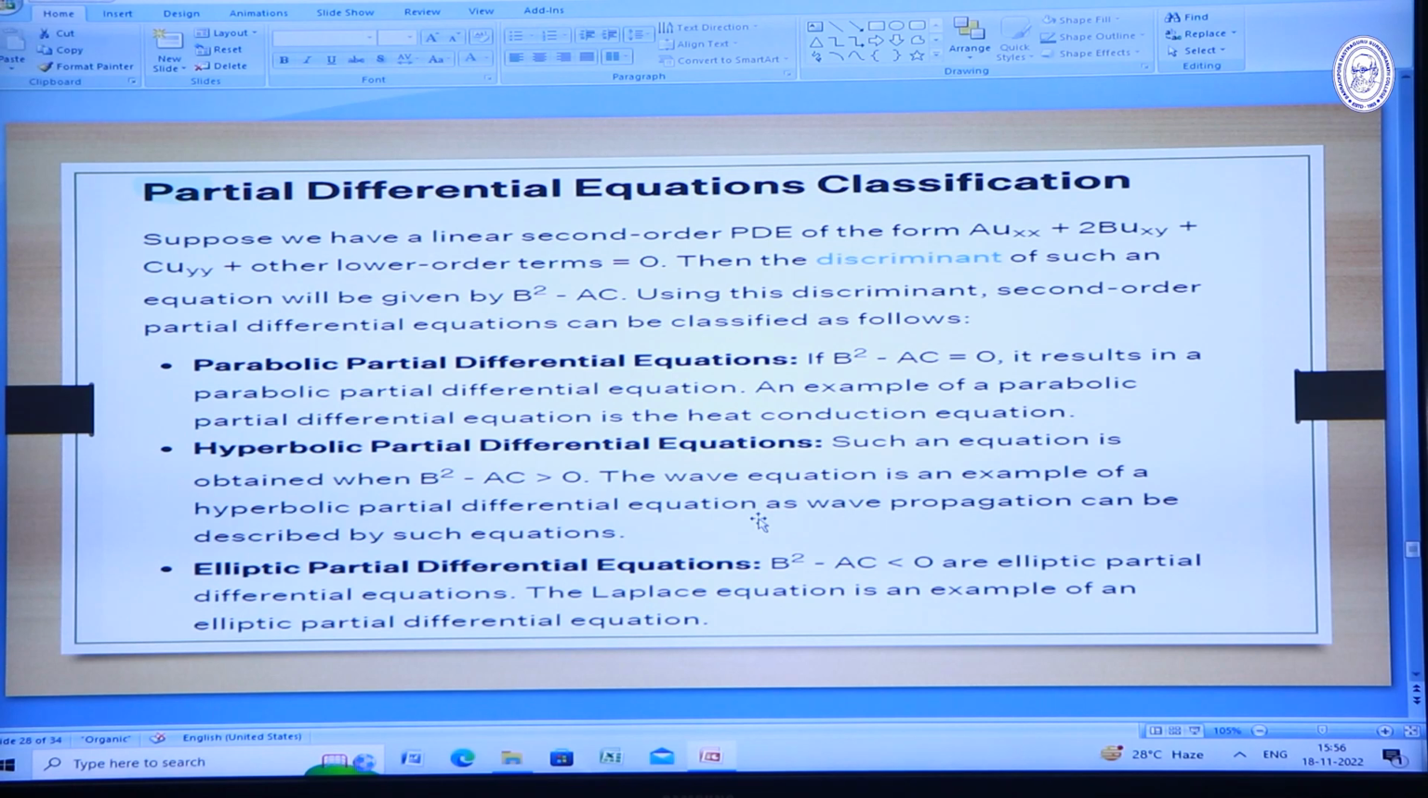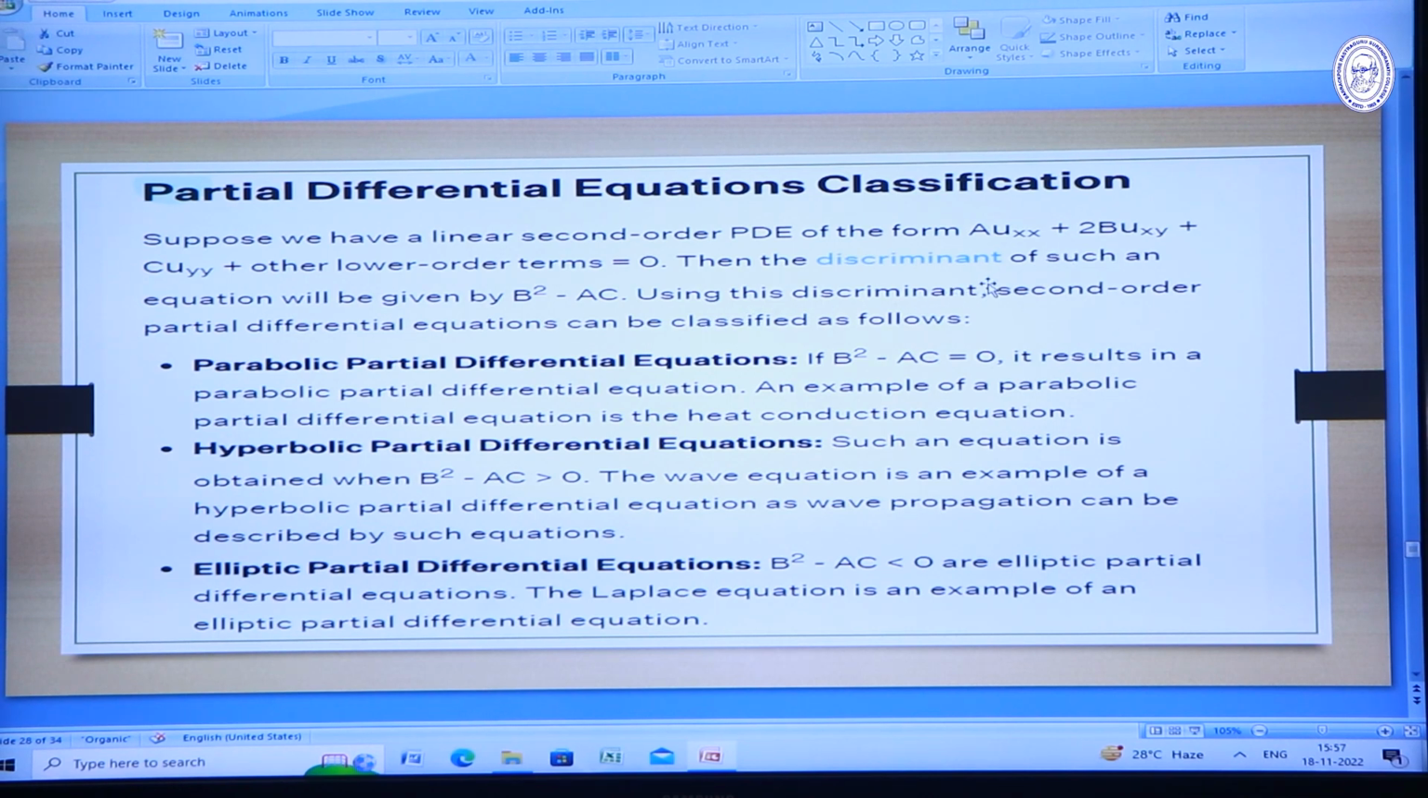Partial differential equation classification. Suppose we have a linear second order partial differential equation a uxx plus 2b uxy plus c uyy plus other lower order terms equal to 0. Then the discriminant of such an equation is given as b square minus ac. This is the discriminant of this second order partial differential equation.